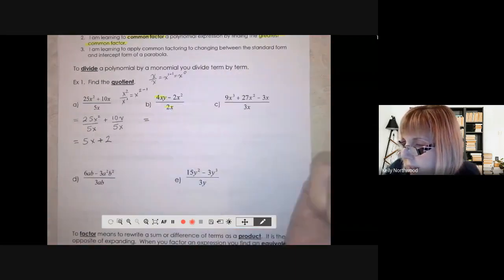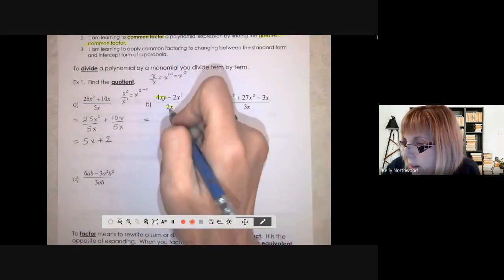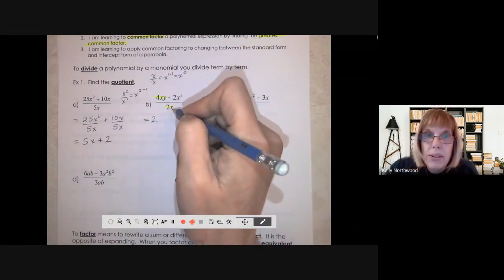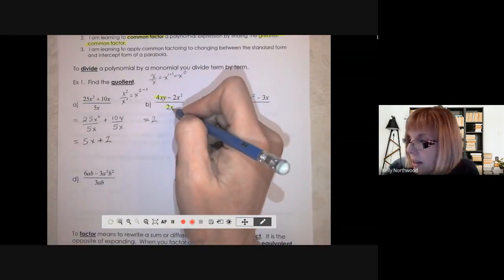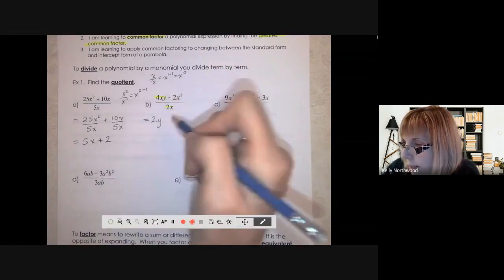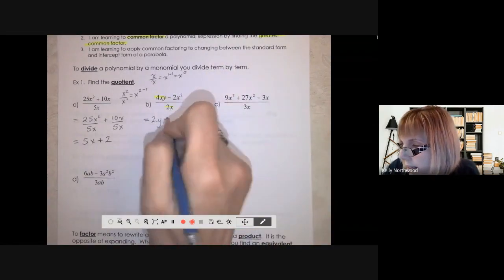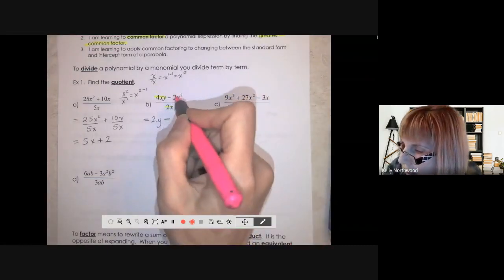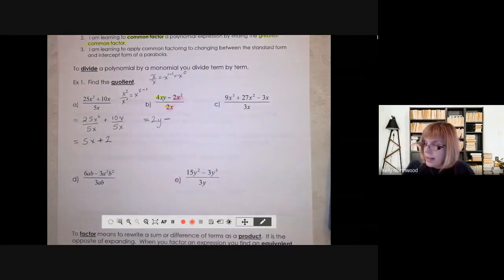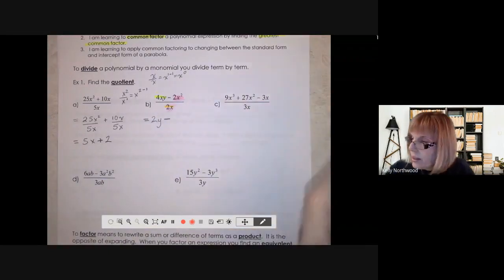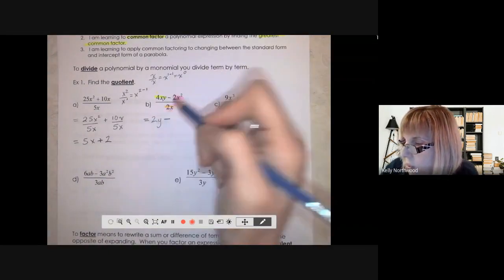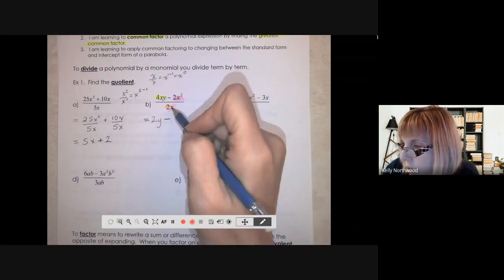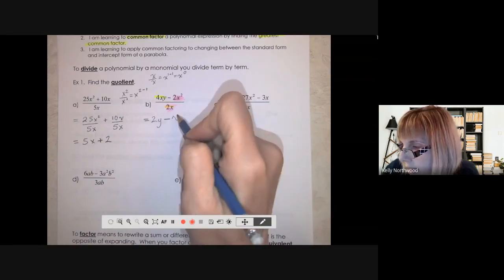If you divide 4xy by 2x, you do 4 divided by 2 and you get 2. x divided by x gives you 1, anything divided by itself. So I have 2y minus, and then I'm going to divide 2x squared by 2x. 2 divided by 2 is 1, which I could write down or I don't have to. And x squared divided by x is x.